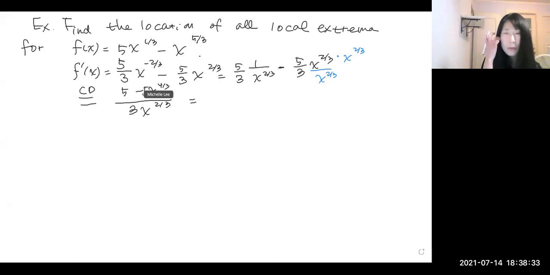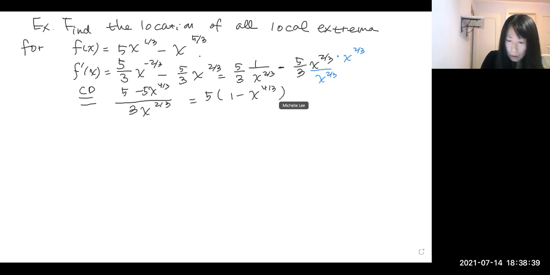We're missing a 5, right? So then we can factor out the 5: 5 times (1 minus x to the 4/3) over 3x to the 2/3.